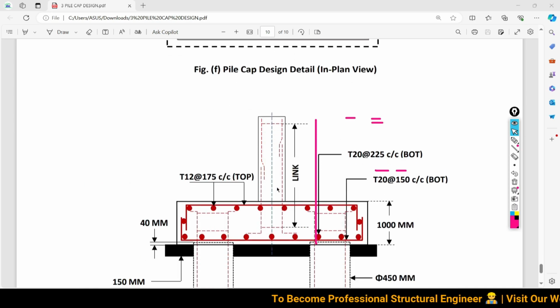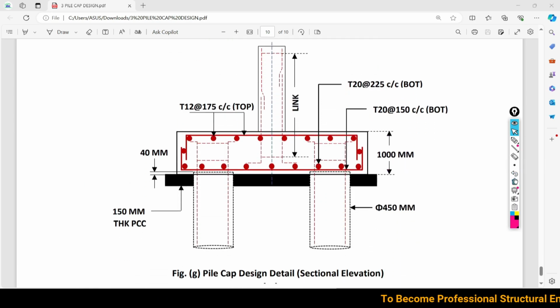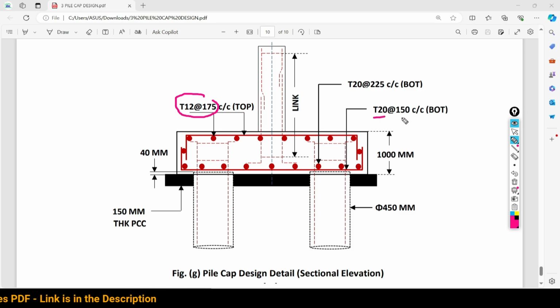Now finally we have to see the sectional detail. So in the sectional details the same things are actually present. On the top we have provided 12 mm diameter bar at 175, bottom reinforcement along the parallel direction as 20 at 150 mm center to center, along perpendicular direction 20 at 225 center to center.